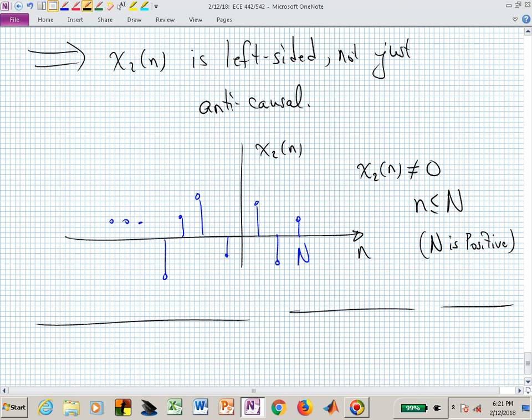Question? Pardon? You guys are great. So the next part of this presentation is going to be a finite sequence, finite on the right and finite on the left. Okay? So that's where we're headed.